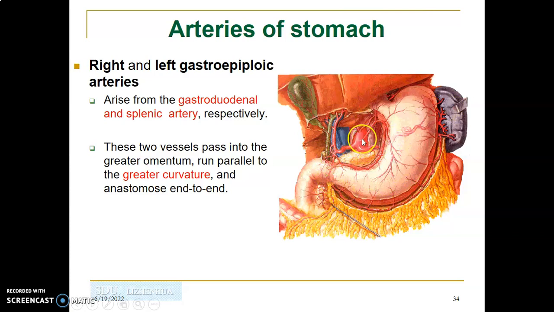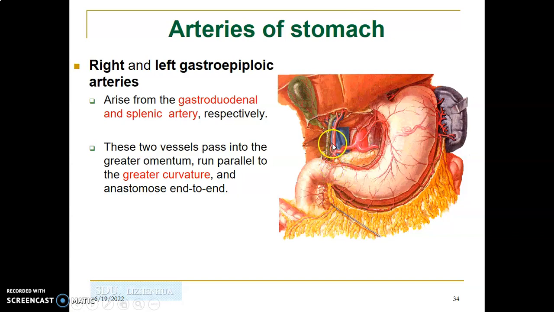So this celiac trunk gives the left gastric to the lesser curvature, the upper portion of the lesser curvature. It gives the splenic, which will give the left gastroepiploic to supply the upper part of the greater curvature. And the celiac trunk gives the common hepatic. So it usually happens that the common hepatic will give the gastroduodenal. After giving the gastroduodenal, the common hepatic is now called the hepatic artery proper.